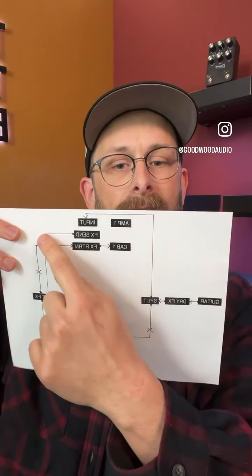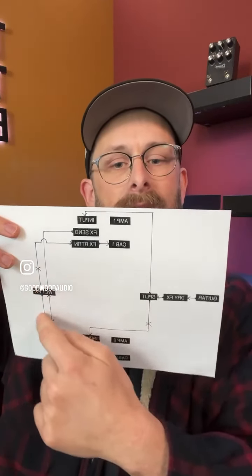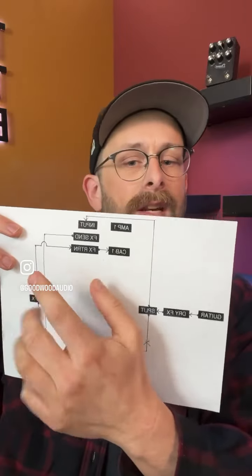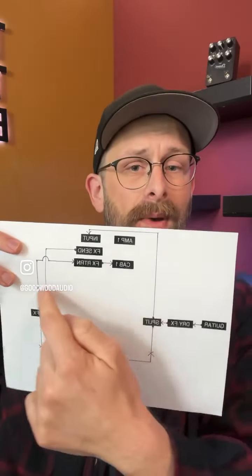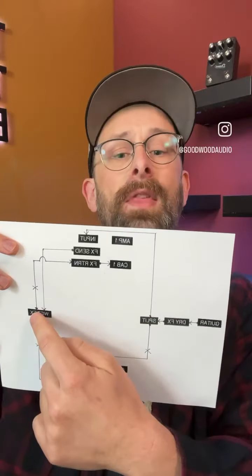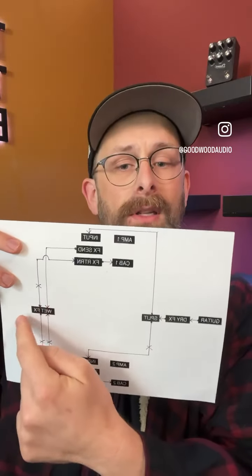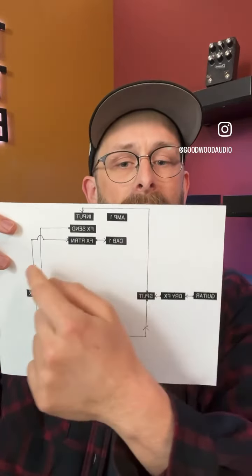Both amp effects sends go to your wet effects. This might be a stereo chorus, stereo delay, stereo reverb, stereo flanger, tremolo, all sorts of things could be represented by these stereo wet effects. Then the final stereo outputs are going to go back to both amp effects returns.